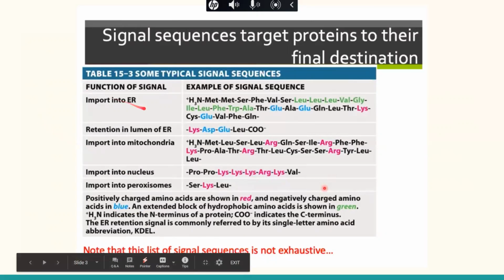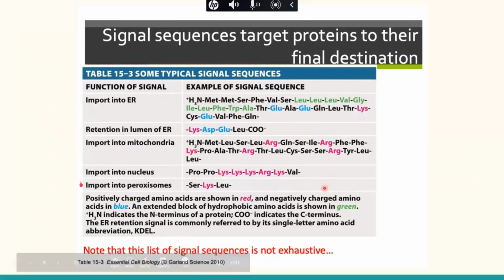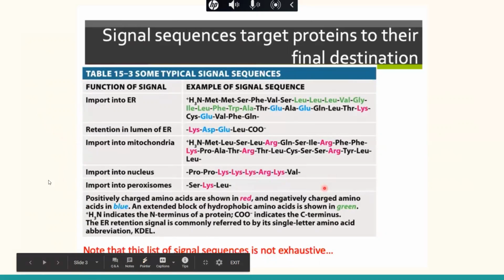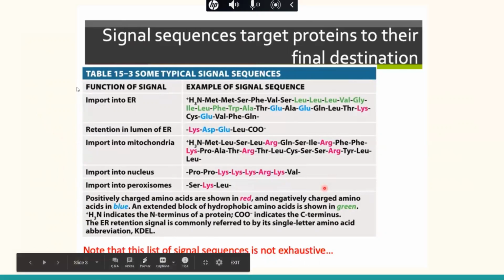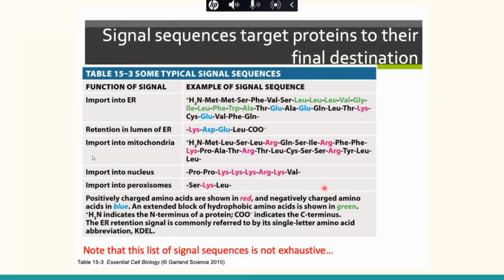So you have import to the ER, retention, import to the mitochondria, import to the nucleus, and import to the peroxisomes. There are more signal sequences. This isn't exhaustive, but it shows how these signal sequences are important for telling the protein where to go. And notice how there isn't one for cytosol. That's because if the protein's going to stay in the cytosol, it does not have a signal sequence.